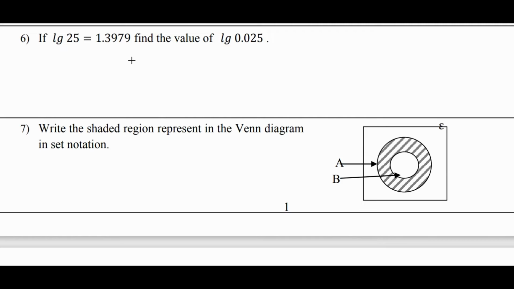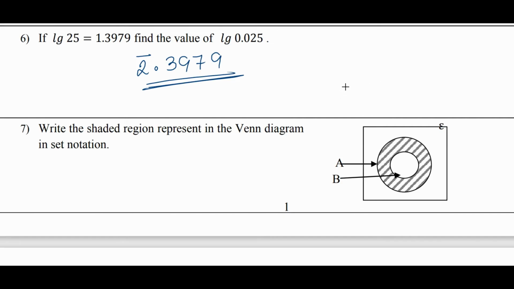The answer is very simple. We all know this is a bar value. Therefore, we can write down the answer as bar 2 point, and we know the value of lg 25, 3979. Very simple one.